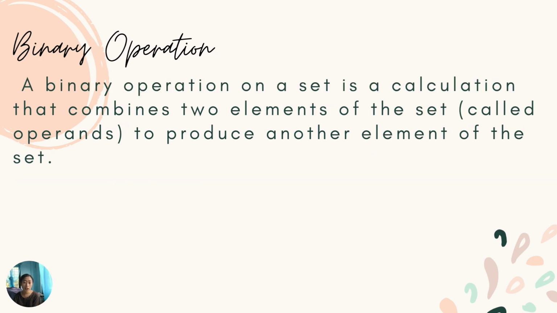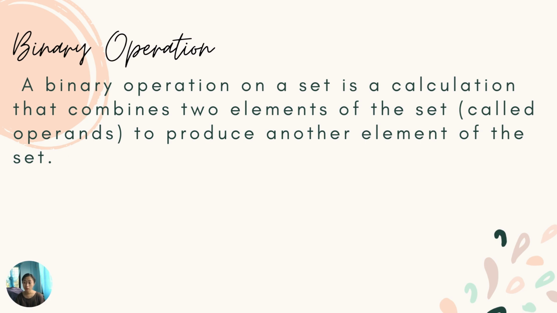So, binary operation on a set is a calculation that combines two elements of the set, called operands, to produce another element of the set. So binary operations are only addition and multiplication, because if you change the position of the numbers, the answer is still the same. Kumbaga, two numbers, kapag ginamitan mo ng addition and multiplication property, kahit baliktarin mo yung position ng dalawa, ganun pa din ang sagot.